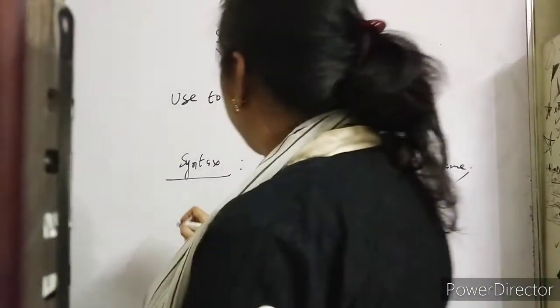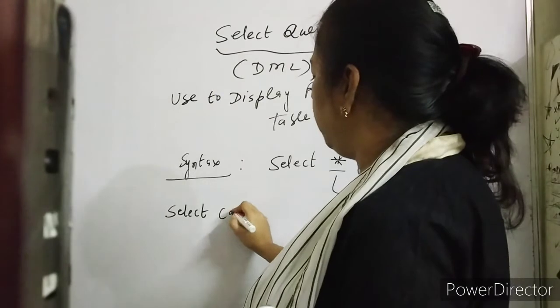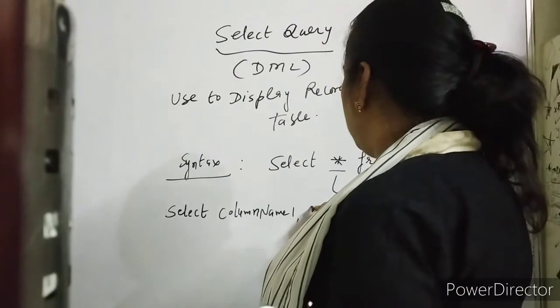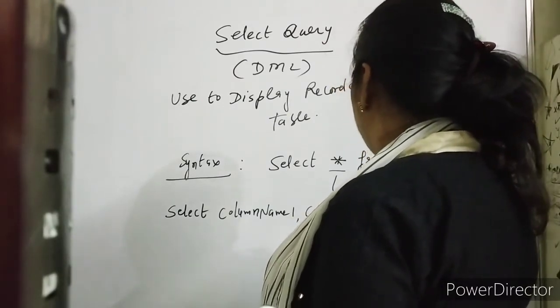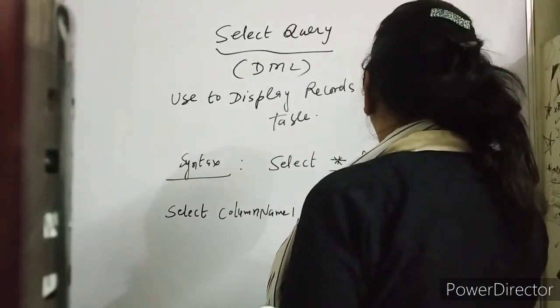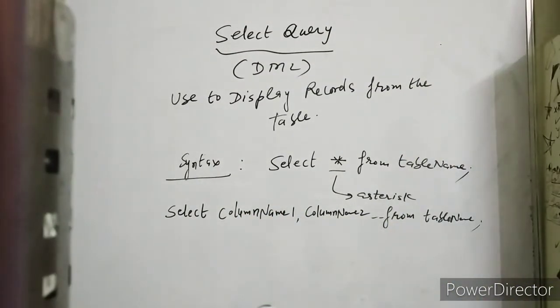Now, the second syntax is select. Here you will write the name of the column, whichever you want to display: column name 1, column name 2, from table name. That many columns you want, you can write the name. Select column name 1, comma, column name 2. Separate with commas if you are using more than one column from table name.